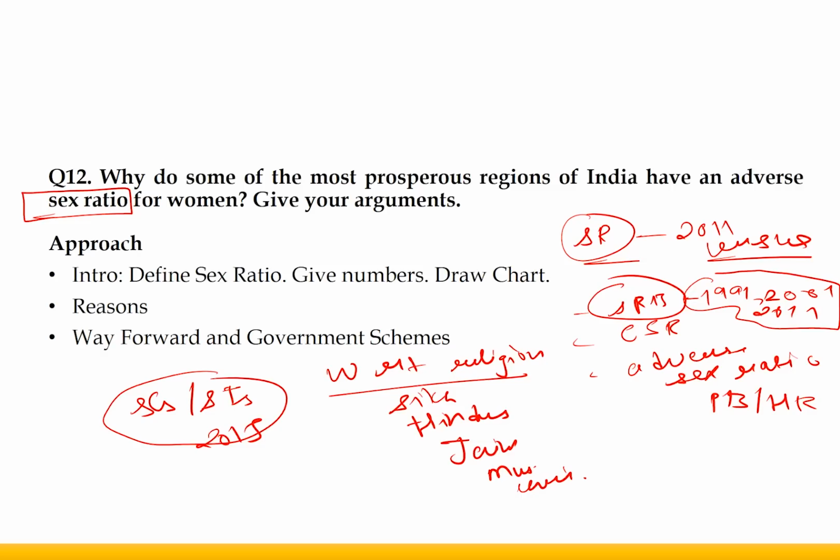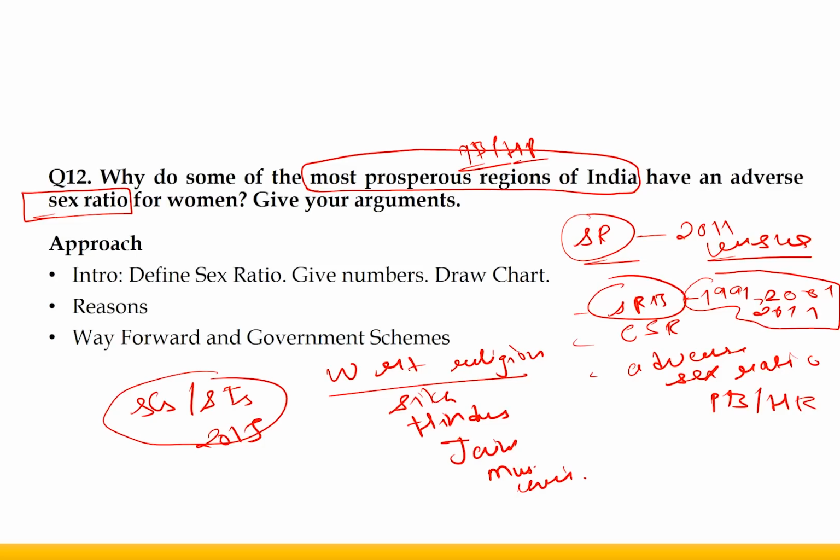Now coming to the question. Why do I say this? Because if you are not using numbers in the answer, then your arguments will sound very vacant, without any backing. Now, the question: why do some of the most prosperous regions of India, this is one keyword, most prosperous regions of India, this is probably talking about Punjab and Haryana because per capita income is very high in these two states, have an adverse sex ratio for women.